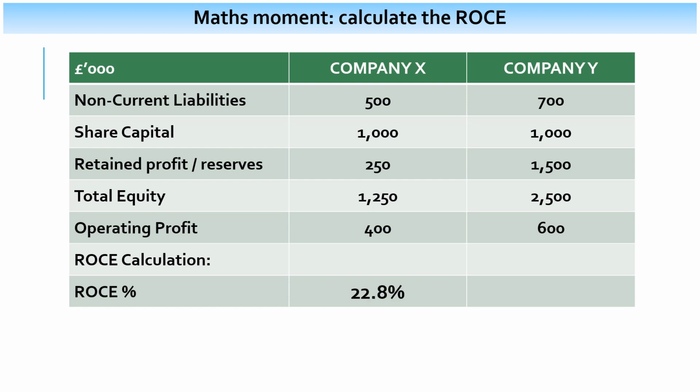Well, the return on capital for company X is 22.8%, and we did that by taking operating profit and dividing by the equity plus the non-current liabilities. For company Y, it's 18.7%, and we did the same formula. So on this basis, we would say that company X is using the capital employed within the business more effectively to generate profit than company Y.